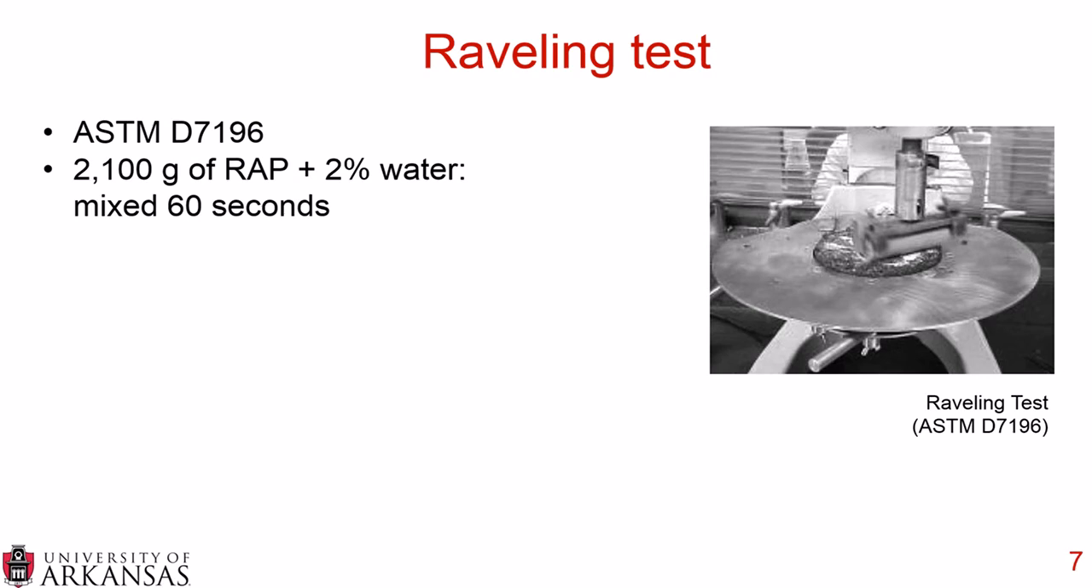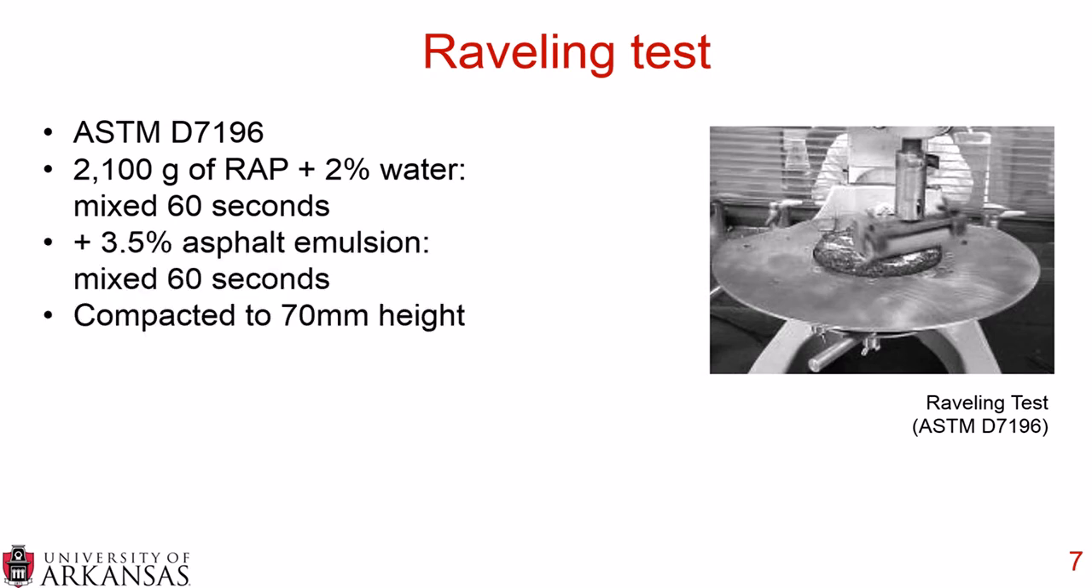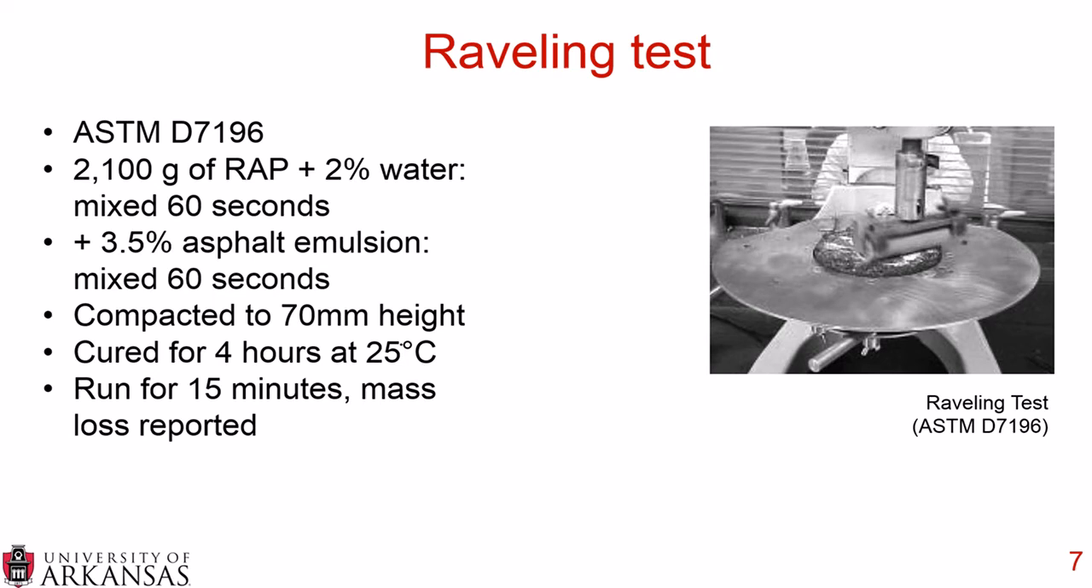The raveling test followed ASTM D7196, and in brief, you take 2100 grams of RAP, you add 2% water, and you mix for 60 seconds. You then add your 3.5% asphalt emulsion and mix for 60 seconds, and you compact to a 70 millimeter height. You cure that compacted sample for 4 hours at 25 degrees Celsius.